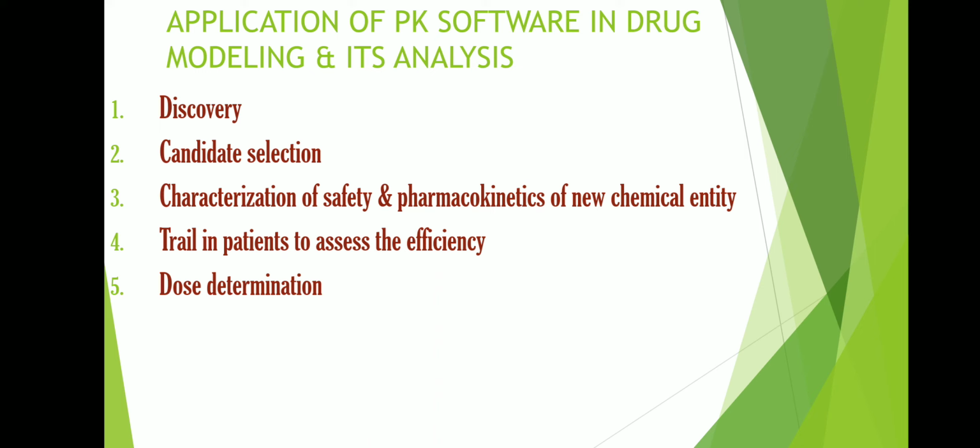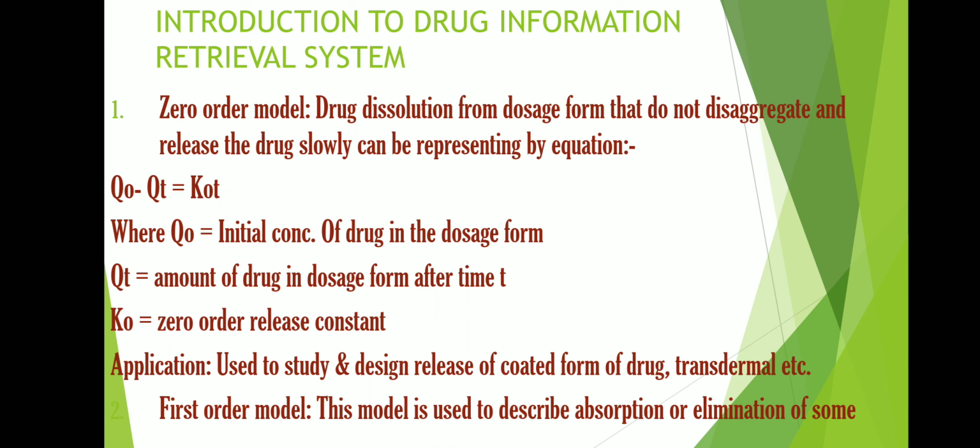That is for drug discovery, selection of the best candidate out of various candidates, then knowing the safety level of that particular candidate and how it is interacting with our body, then conducting the trial by connecting the body of the patient with pharmacokinetic software, and then deciding the particular dose amount. So anyways, next, the various mathematical models.